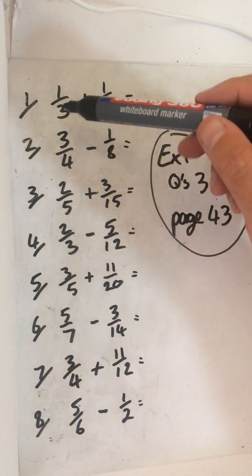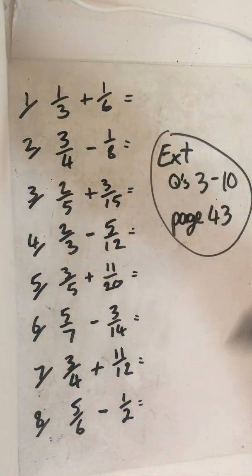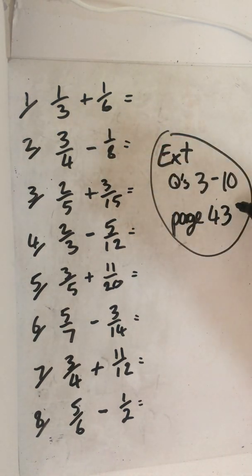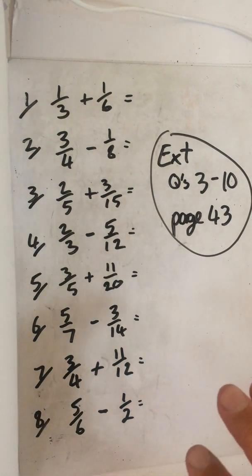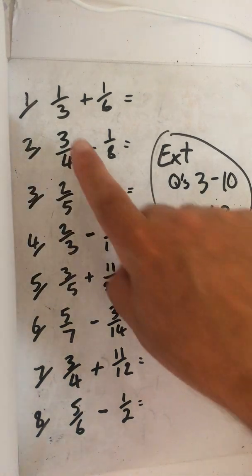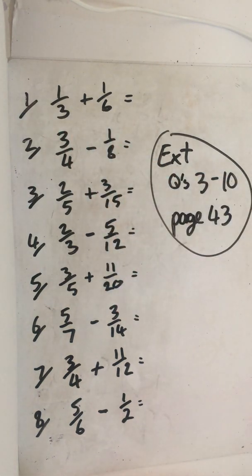On these ones you only have to find an equivalent fraction for one of them. But on the extension questions, you have to find the equivalent fraction for both. So good luck with those. Again, if you've struggled with it, just go back and watch the video again, and certainly watch the parts about how you find equivalent fractions and go from there.